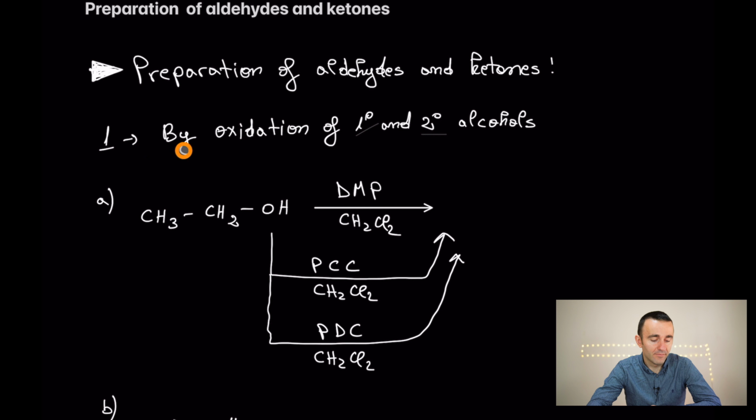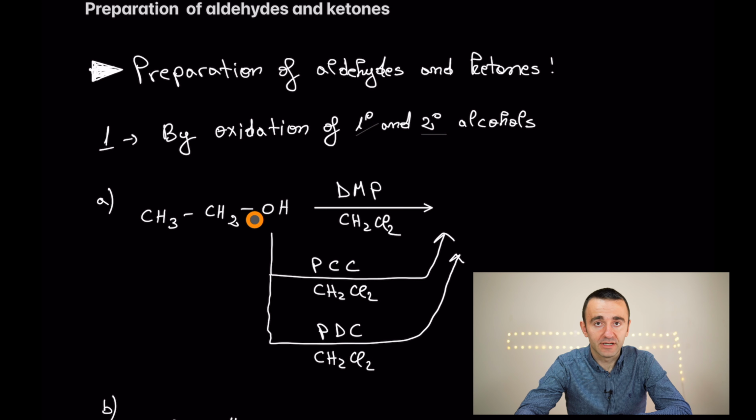So, how are we going to prepare aldehydes and ketones? First, by oxidation of primary and secondary alcohols. You have to be careful: you have to oxidize alcohols with a weak oxidizing agent to stop the reaction at aldehydes. Because if the oxidizing agent is strong, it's going to convert them to carboxylic acids.